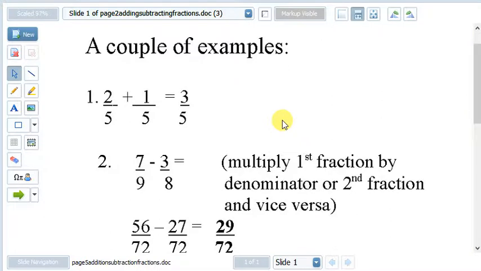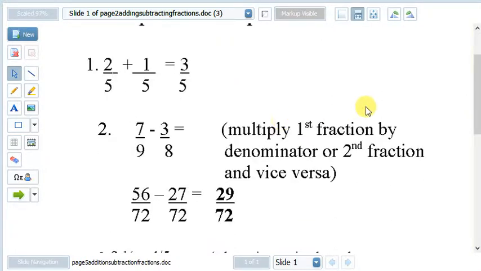A couple of examples. So here, 2/5 plus 1/5, because the denominator is the same, we can simply add the two numerators together. 2 plus 1 is 3, and the fifths stay the same. So the answer is 3/5.